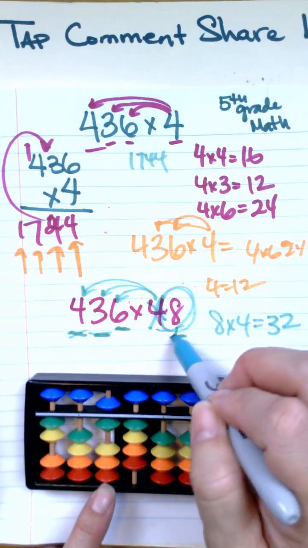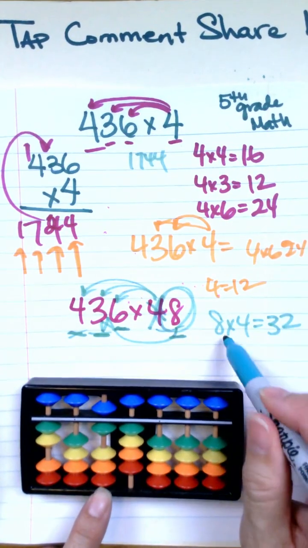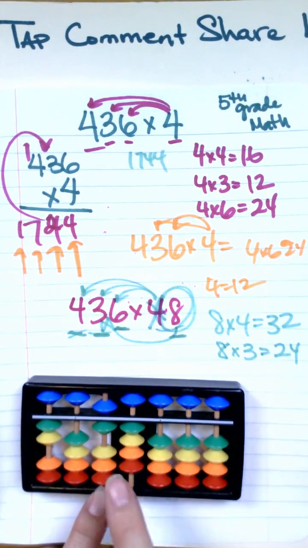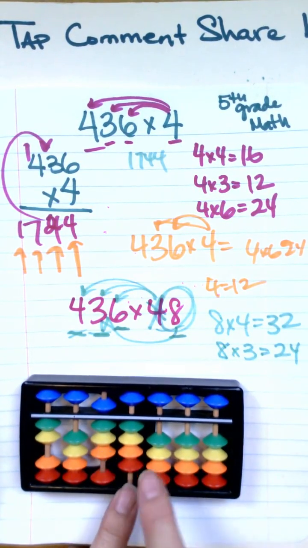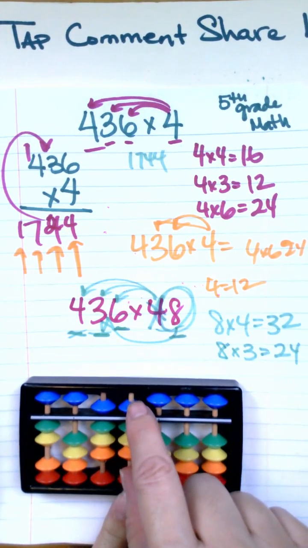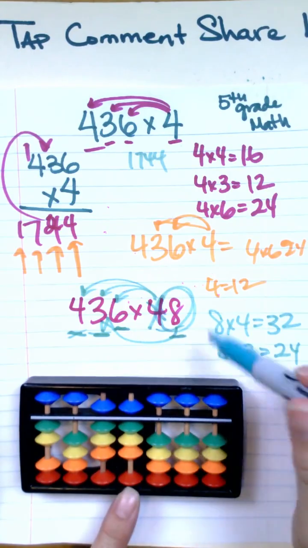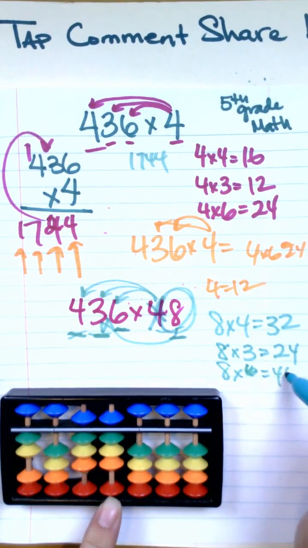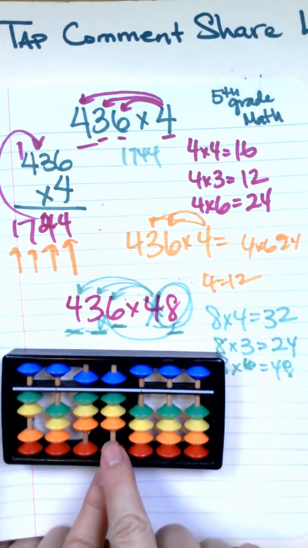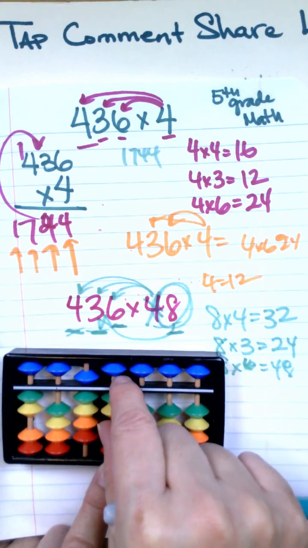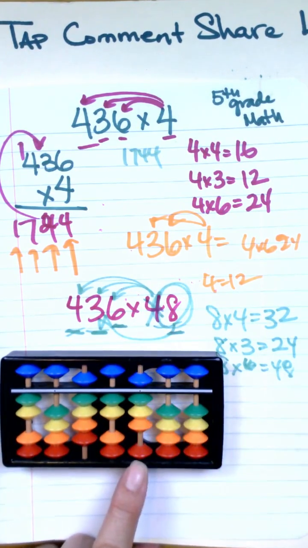And then I do 8 times 3. 8 times 3 is 24. So I do 20, and then I do 4. Not enough. I add the 5 minus the 1. So then I do 8 times 6. 8 times 6 is 48. So I do 4. Not enough. I need to plus the 10, take away the 6. And then plus 8. So that's my answer.